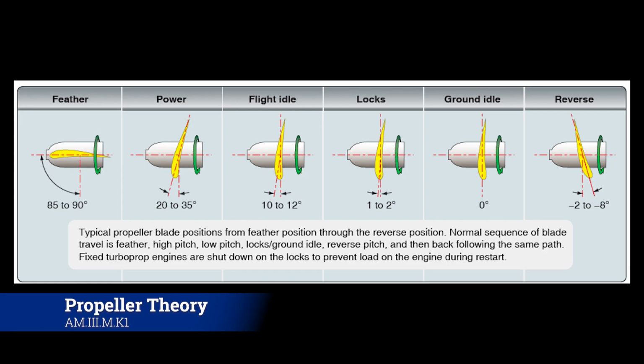Ground idle. We'll skip over locks. We're just gonna go to ground idle and then reverse. Ground idle is whenever you're sitting on the ground at idle, you're not really going to want to produce a whole lot of lift, so it's going to be there at 0 degrees. And then reverse is the same thing as it is with the power side, except you've changed the pitch of the blade so much that it wants to pull the plane backwards at this point.